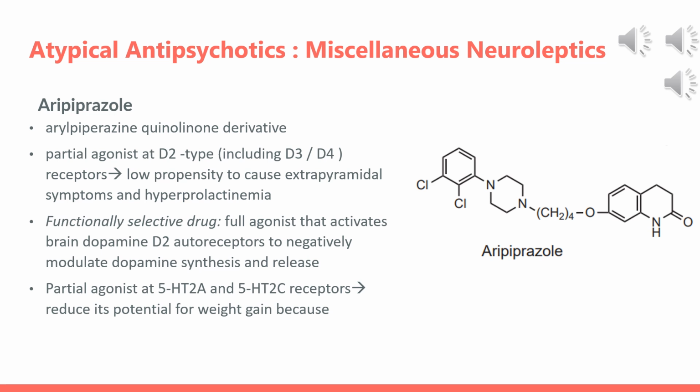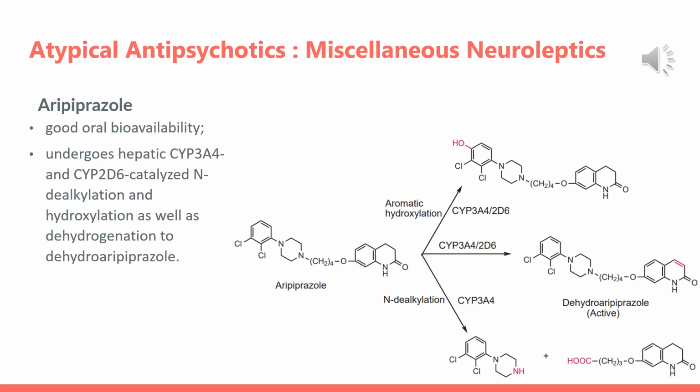Thus, it is a full agonist that activates brain dopamine D2 autoreceptors to negatively modulate dopamine synthesis and release, and it is a partial agonist at the 5-HT2A and 5-HT2C receptors. The 5-HT2C partial agonist properties of aripiprazole may reduce its potential for weight gain because 5-HT2C activation is associated with satiety. It has good oral bioavailability and undergoes hepatic CYP3A4 and CYP2D6 catalyzed N-dealkylation and hydroxylation as well as dehydrogenation to dehydroaripiprazole, which is an active metabolite.